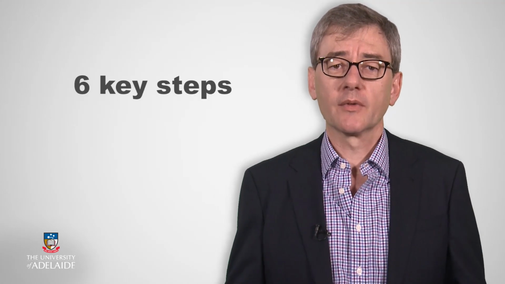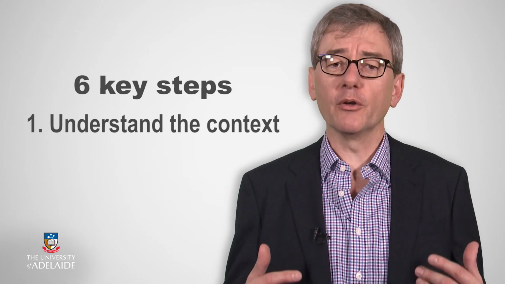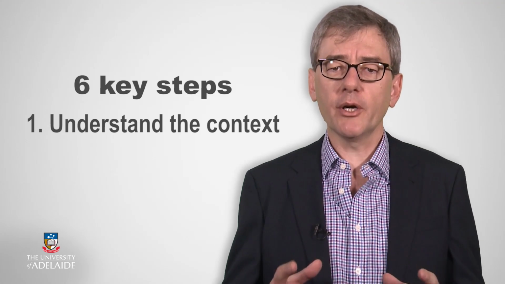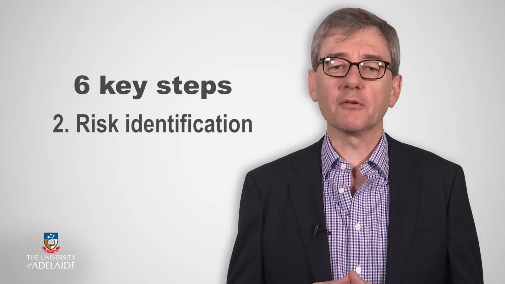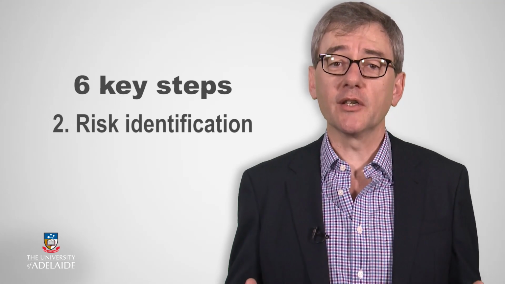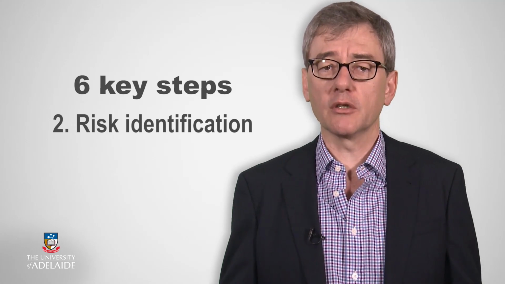Well, the process that is most widely used originates from an international standard on risk management and consists of 6 key steps. The first step is to understand the context of your project and to confirm your project objectives, thereby knowing what is to be achieved. The second step is risk identification. Risk identification entails the identification of all risks that may impact on achieving your project objectives. It's always a good idea to include some experienced stakeholders together with your project team to help you identify potential risks.